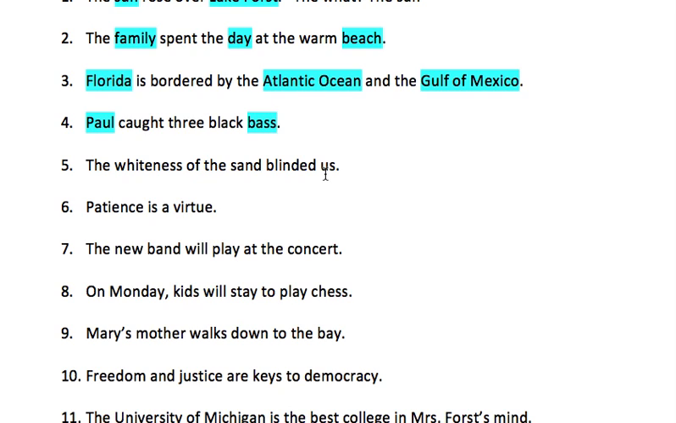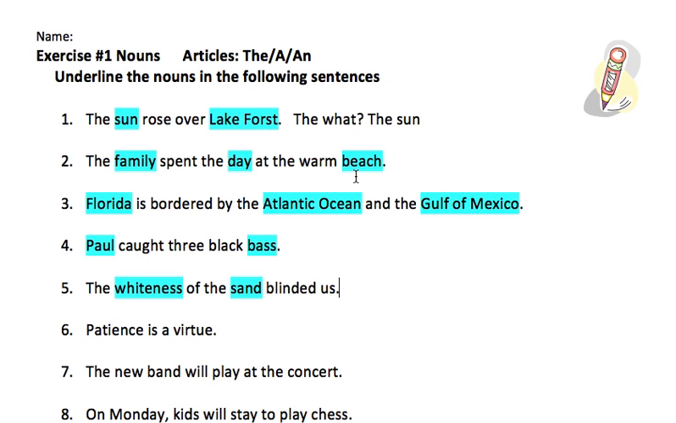And lastly, number 5, the whiteness of the sand blinded us. Again, we have our article to help us. The what? The whiteness of the what? The sand blinded us. And here we have sentences 1 through 5 done correctly with all the nouns underlined. If you look at this again, you can see that there are common nouns, proper nouns, abstract nouns, and concrete nouns in these sentences.